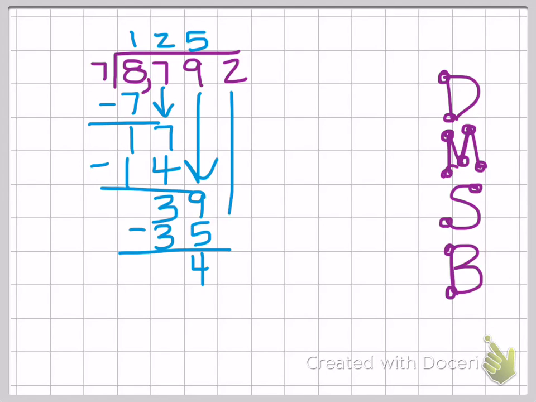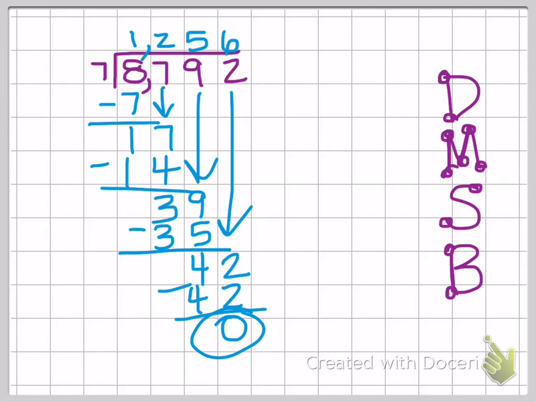Next I subtract. 39 minus 35 is 4. My next step is to bring down the next digit, which is 2. So now I'm working with 42 divided by 7. I know from my fast facts that that will be 6. Now I do the multiplication. 6 times 7 is 42. Next I subtract. 42 minus 42 is 0, and there's no other digits to bring down. I don't have a remainder. I make sure to put my comma up there, and now I know my quotient is 1,256.